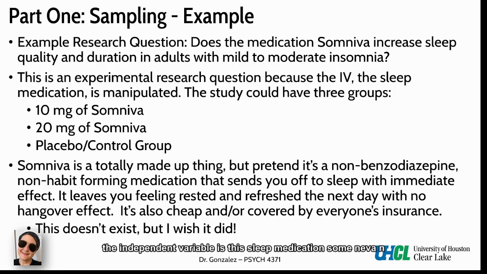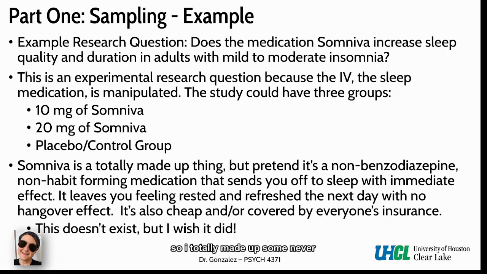The independent variable is the sleep medication, Somniva. As an example, this study could have 3 groups. I could have a treatment group with 10 milligrams, a treatment group with 20 milligrams, and then a placebo or a control group. That control group is obviously going to serve as my comparison, and it has to receive a placebo because a good clinical trial, which is kind of what this research question is setting up, is going to be double blinded. And that means that neither the researcher nor the participants know what particular treatment group they're in.